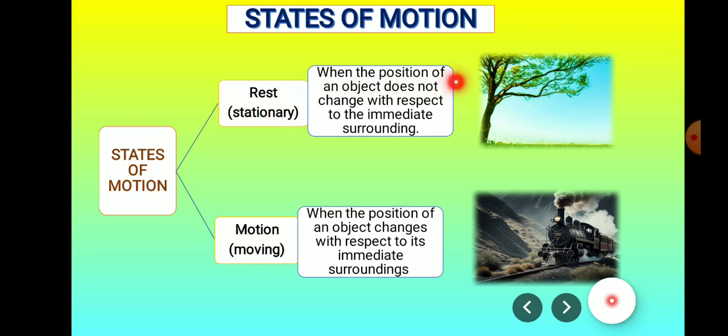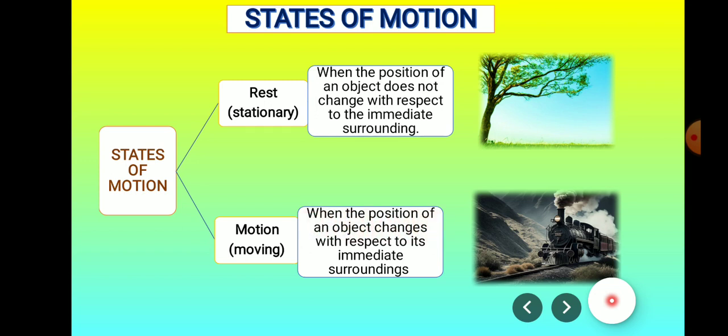When the position of an object does not change with respect to its immediate surrounding, we say that the object is in a state of rest. Here the object is the tree. If we apply a force on this tree to change its position, it will not change. So we say that the object is in state of rest.